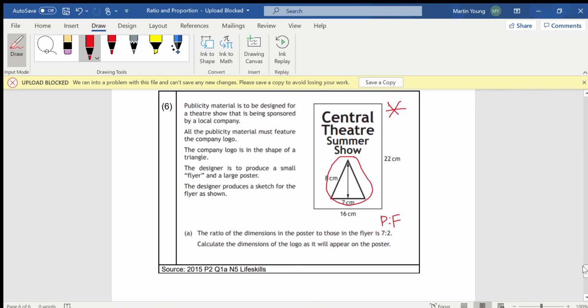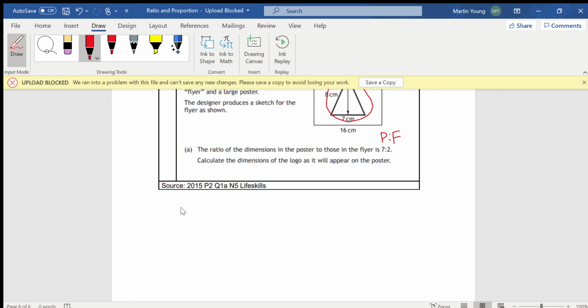So let's write out a ratio. We had poster and the flyer, in the ratio of 7:2. What I want to know is what would appear on the poster, and I would tend to like to have that on the right hand side. So I'm just going to turn that over and make it flyer to poster. Just personal preference, really. So the flyer was 2 and the poster was 7.